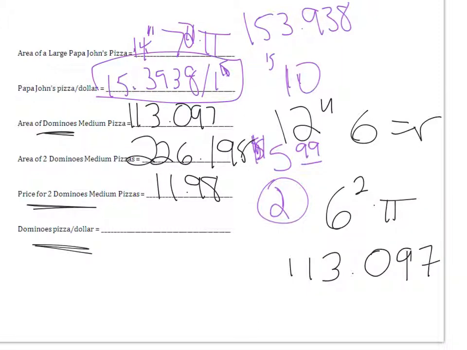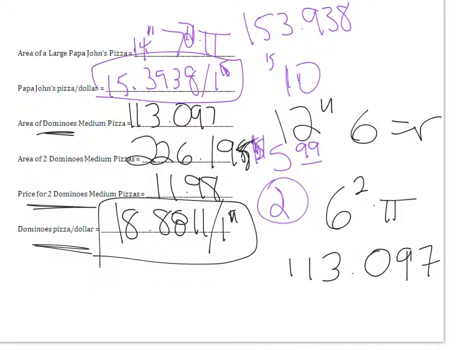So 226.195 divided by the $11.98. That's a 5, by the way. Sorry. So when I do that, you get 18.8811 per $1. So you got to look at what is the better deal per your dollar.